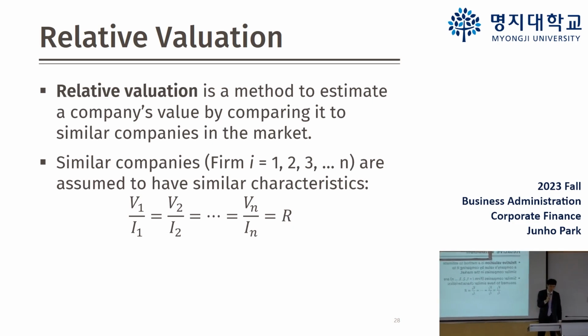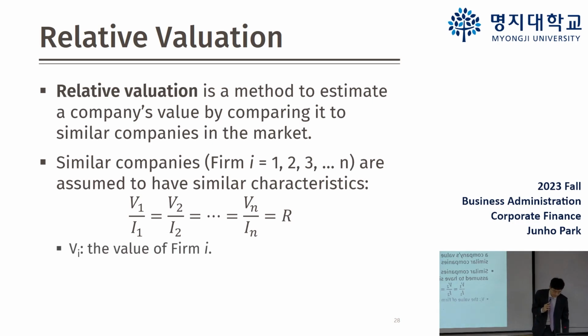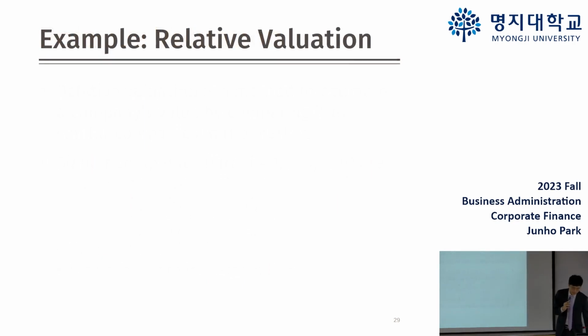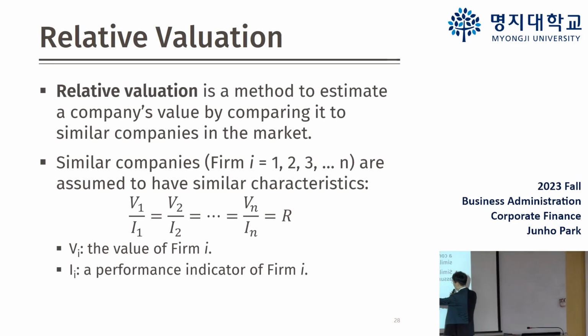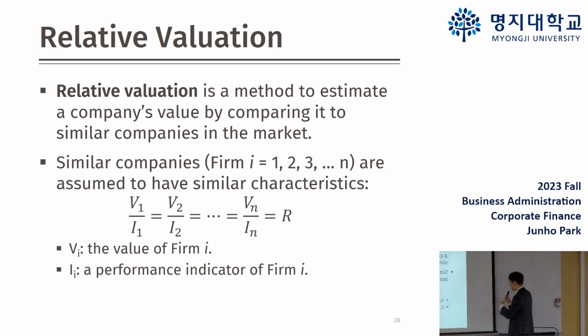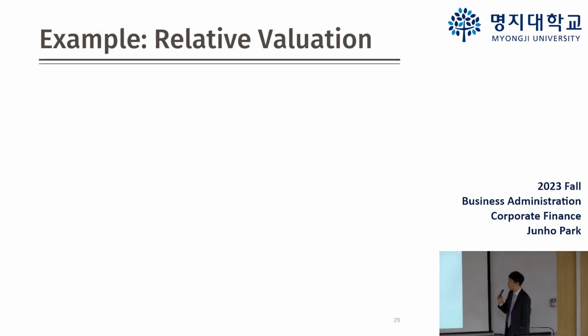And then we can imagine that the value of each company, V, will be related to some other measure or performance indicator of the firm, and therefore we can find some kind of linear relationship between the value of the company and the indicator. Let me give you a more specific example describing this.